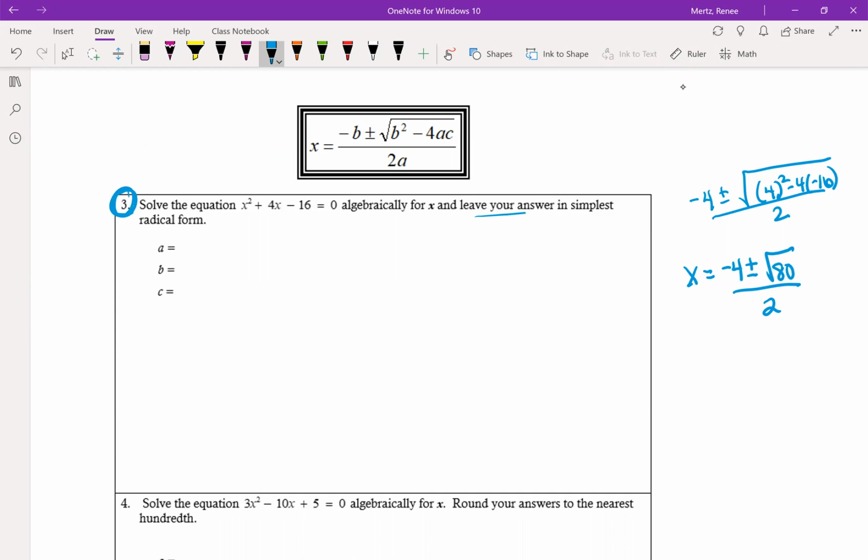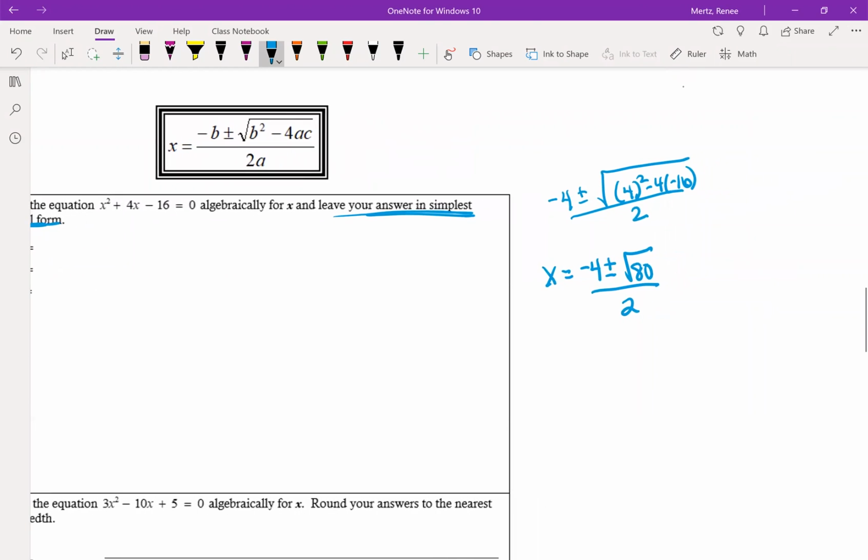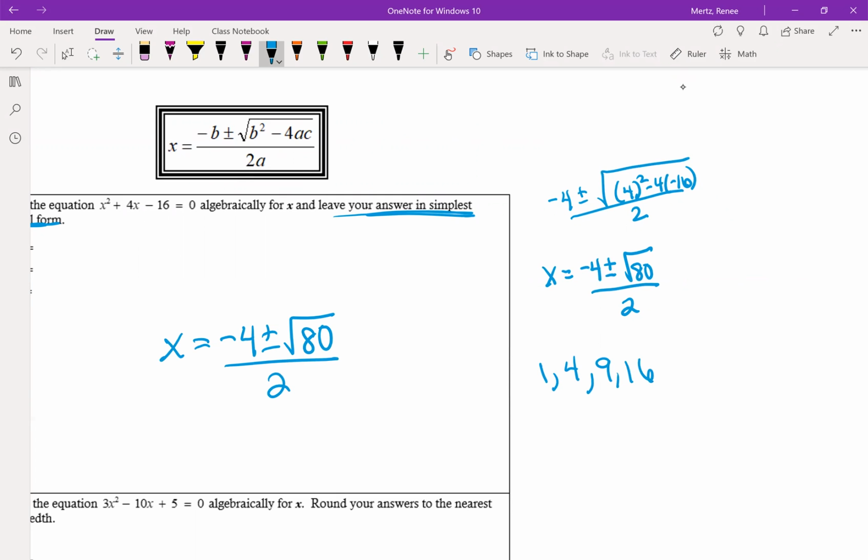So now it says leave your answer in simplest radical form. So we just practiced simplifying radicals. So we have to take this one more step. So what is the perfect square, the largest perfect square in 80? So remember our perfect square list, 1, 4, 9, 16, 25, 36. So it's got to be less than 40 because 80 divided by 2 is 40.